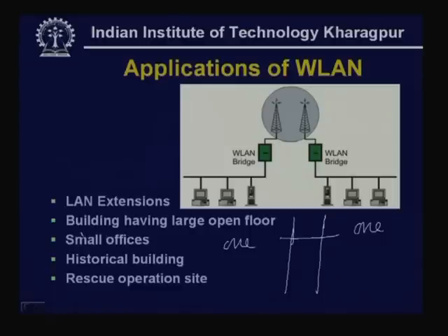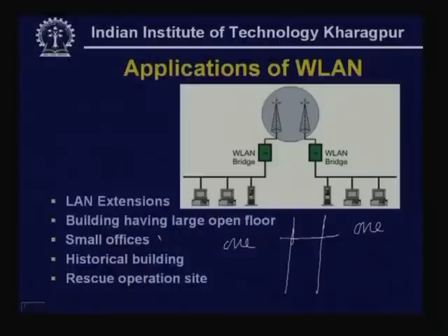Now, wireless LAN can be used in buildings having a large open floor. Suppose in an auditorium which has a large open floor, it is not possible to set up wired LAN interconnections. So, one access point can be put somewhere, and then all the mobile stations can communicate, and particularly in auditoriums and other places this is very suitable. Wireless LANs can be used very easily.